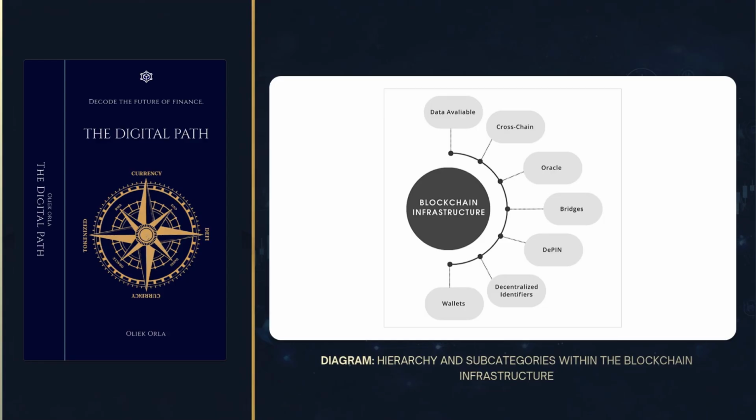Privacy. Privacy remains a critical area of blockchain infrastructure, even despite the transparent nature of most networks. Many use cases require limiting exposure of sensitive data and transaction details.